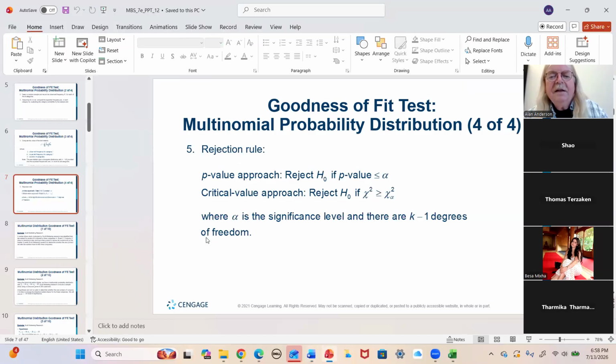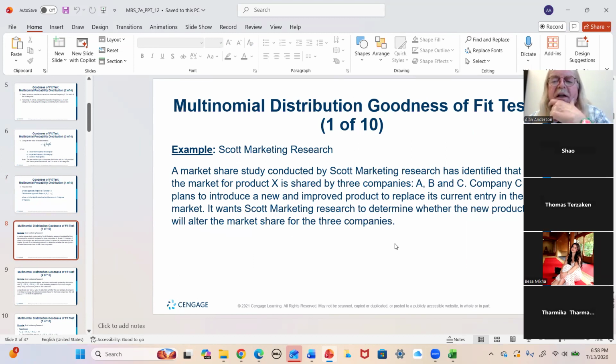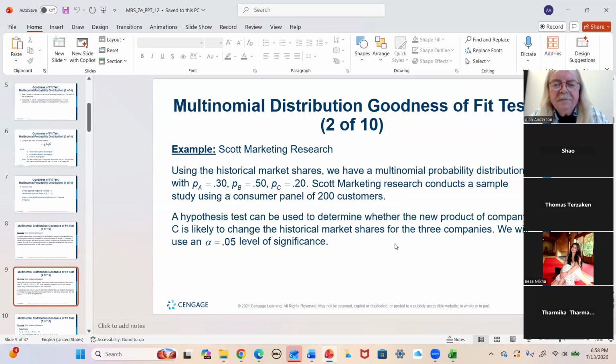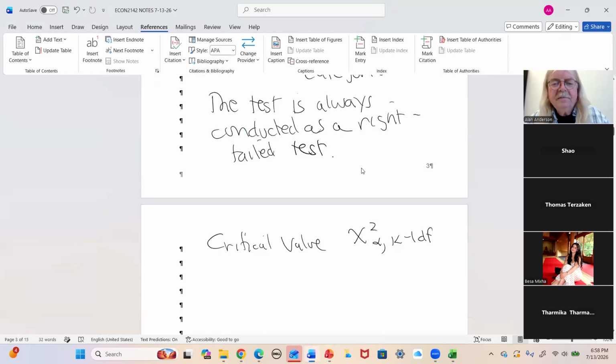So, with all that being said, why don't we do an example? All right, here we go. So we have a market share study conducted by Scott Marketing Research that has identified that the market share for product X is shared by 3 companies, A, B, and C. The company C has a new product they want to bring out, and they want Scott Marketing to find out if the new product will alter the market shares. Okay, so let's follow their lead here.